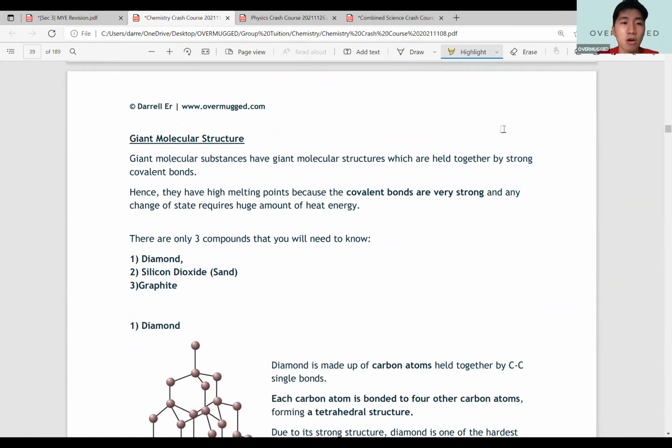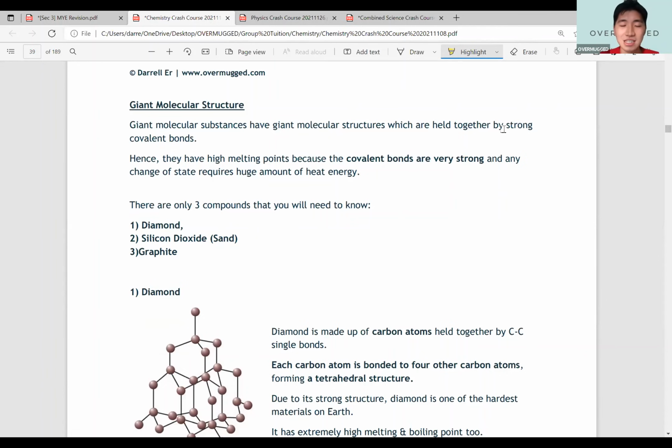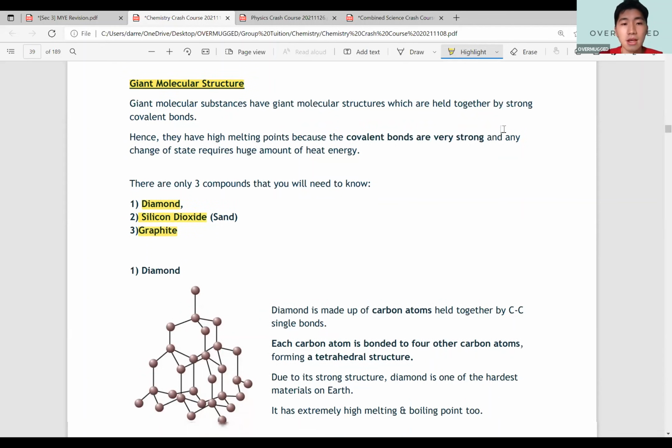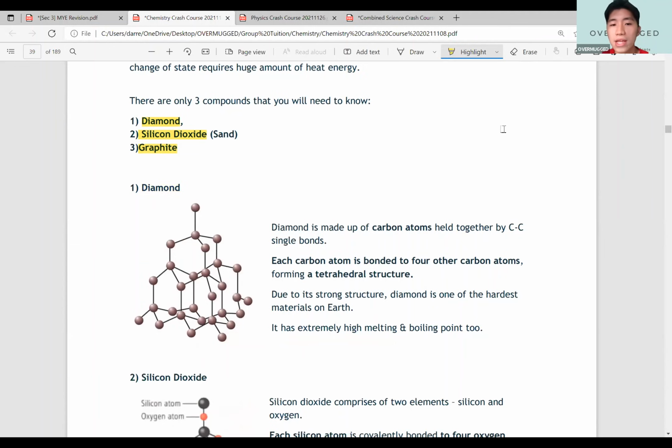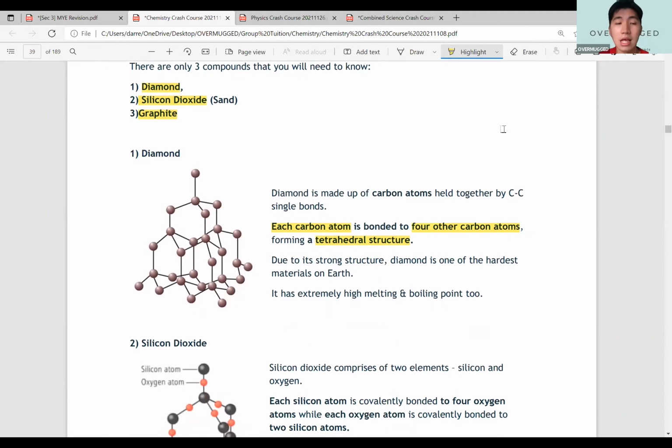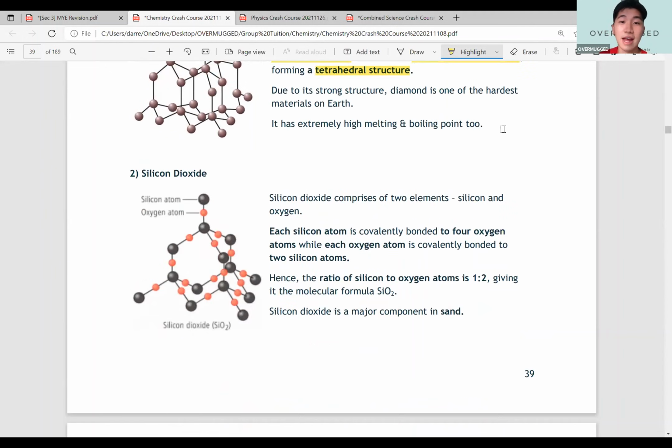All right. Covalent bonds, there are two kinds. There's the simple molecular and there's the giant molecular. For giant molecular, there's exactly 3 compounds that you need to learn: diamond, silicon dioxide, and graphite. For diamond itself, I think you all know what it is. Keyword here is tetrahedral structure. It means that each carbon is bonded to 4 other carbons. Diamond, as you know, is super strong, with a very high melting and boiling point.